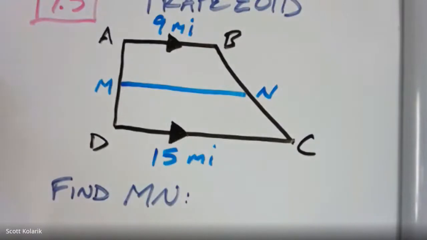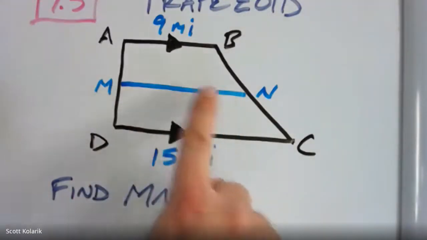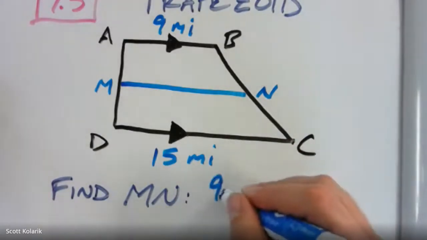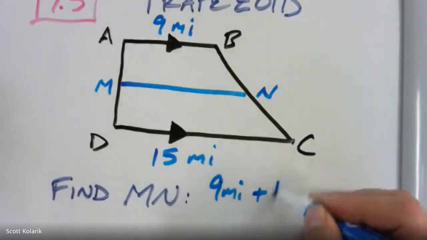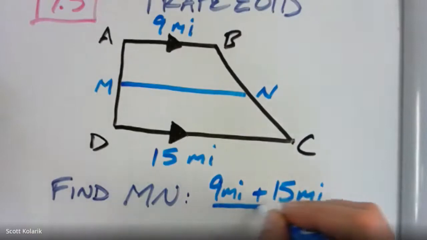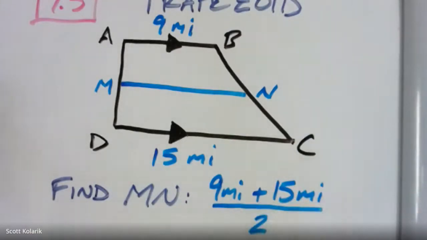The formula that we learned here is that this length is basically the average of the 2 bases. Now, if I take the average of anything, I add that number of things up and then divide by the number of things that I added. In this case, I'll simply be adding the 9 miles plus the 15 miles, the 2 base lengths, and then dividing by the number of things I added. I only added 2 things, so I divide by 2.